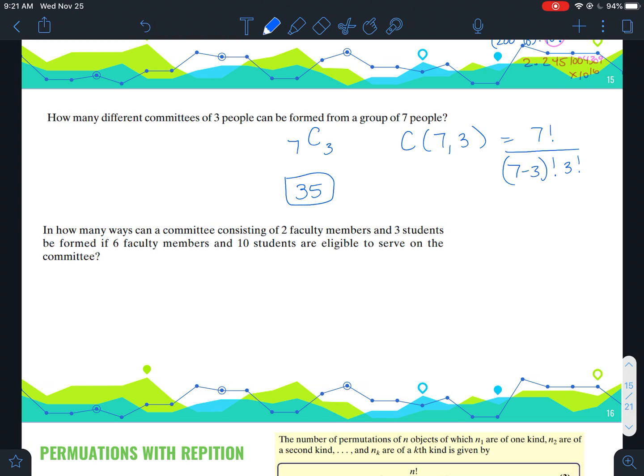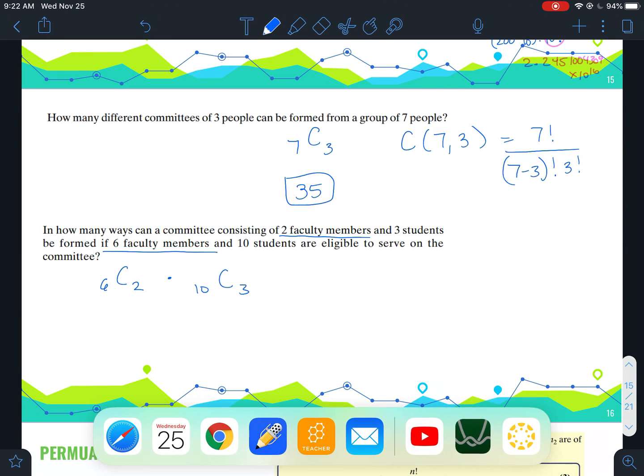How many different ways can a committee consisting of 2 faculty members and 3 students be formed if there are 6 faculty members and 10 students that are eligible to serve on the committee? Well, we got to do the faculty members with the faculty members. So we're choosing 2 faculty members from 6. So 6 choose 2. And then it's the fundamental counting principle. So now we're going to multiply in between. Now it's my students. I have 10 total students, and I'm choosing 3 of them. So it'll be 6 choose 2 times 10 choose 3.